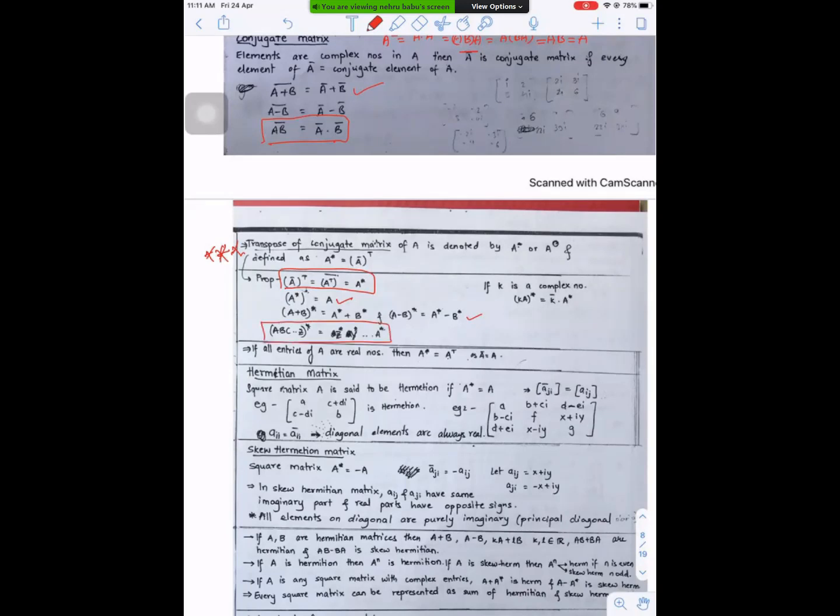(ABC and so on Z) whole star equals Z star into Y star and so on, reverse, into A star. Here the reverse is coming because transpose is there here. Whenever transpose is included in a formula, then it's like reverse law. So reverse is coming. Next, in the same way, (kA) whole transpose equals K bar into A transpose if K is a complex number. If it is a real number, then normal K only.